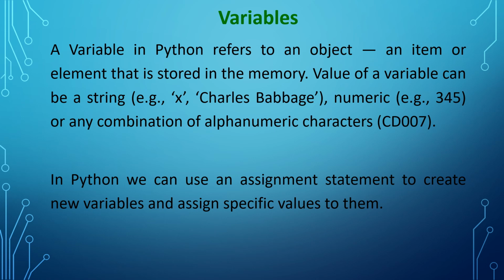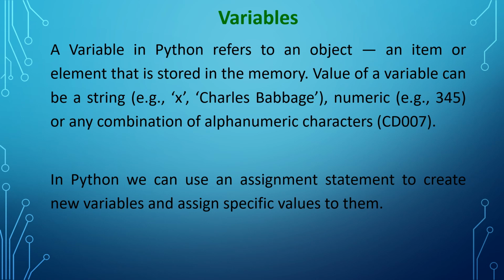Variable. A variable in Python refers to an object. It can be an item or an element that is stored in our memory. What is the value of a variable? The value of a variable can be a string, for example, within single quotes 'X', within single quotes 'Charles Babbage'. Even we can use double quotes. And it can be a numerical value, for example 345, or any combination of alphanumerical characters, for example CD0007.